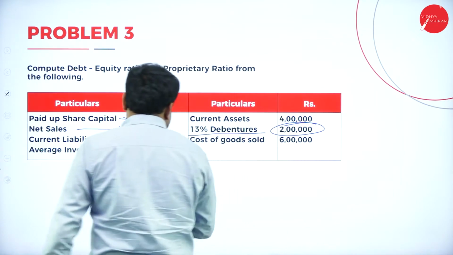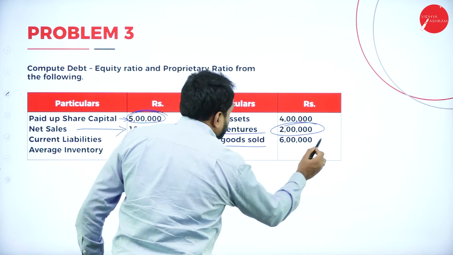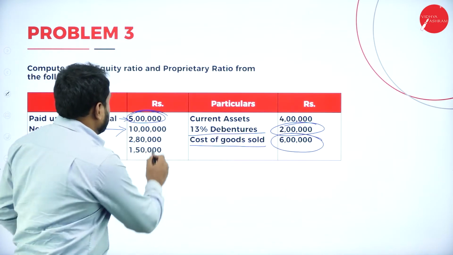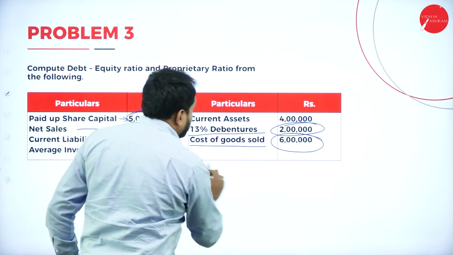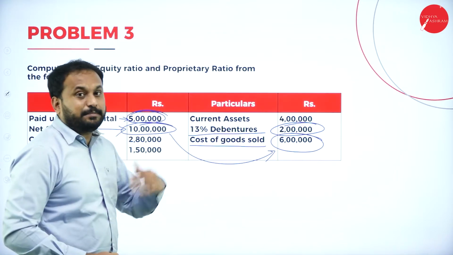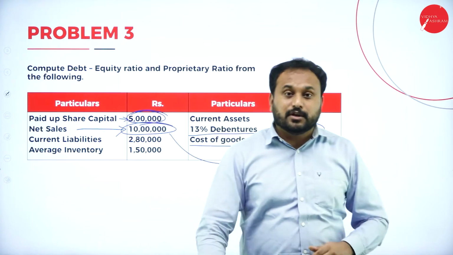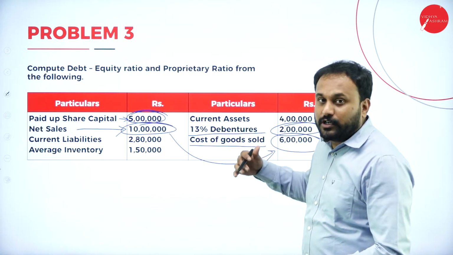But they also said that the cost of goods sold is 6 lakh rupees. That means there is a surplus. Here it is 10 lakh and here it is 6 lakh. That means the surplus is 4 lakh rupees. So where should that go? That should go to your shareholders fund.